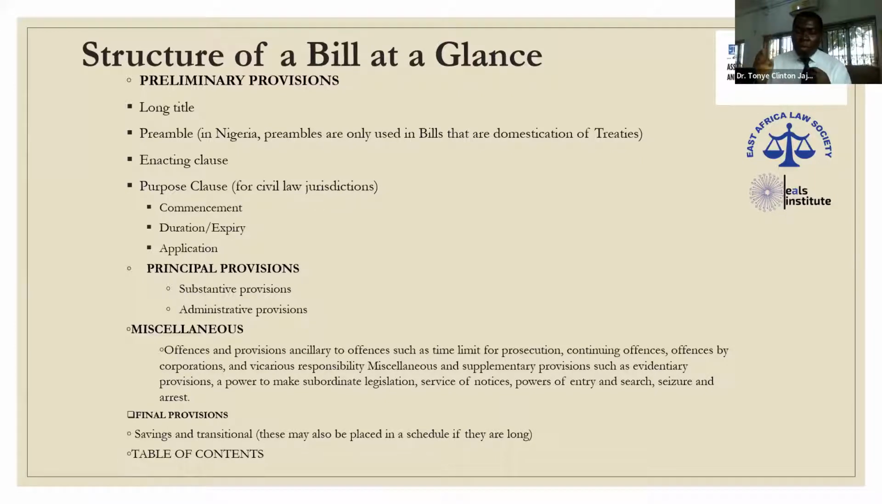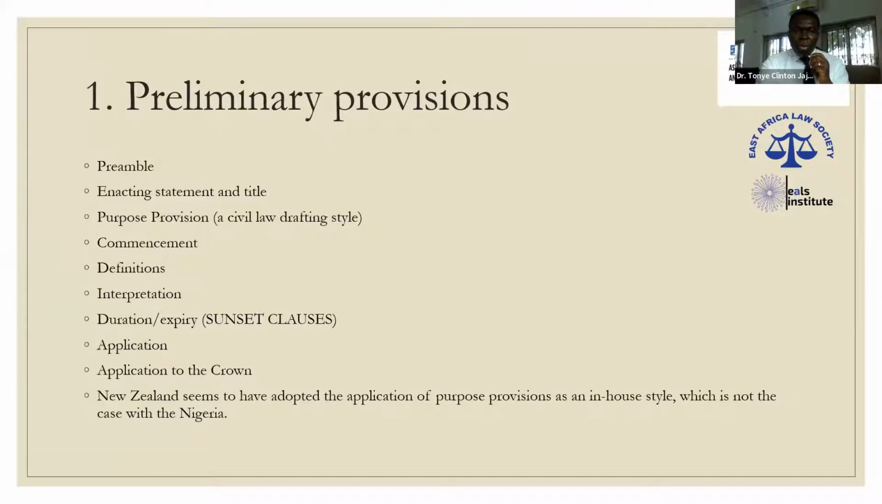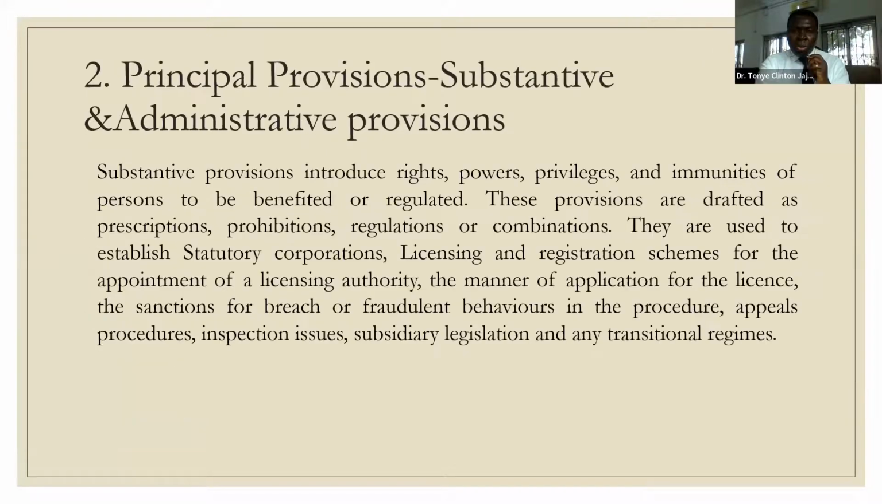Because those of us in Commonwealth or common law jurisdictions, we err on the side of surplus. Anything that is not specifically written in the bill is not implied. We have what we call the Mongoose Principle. The Mongoose Principle means you err on the side of surplus. So these are the details under the preliminary provisions.